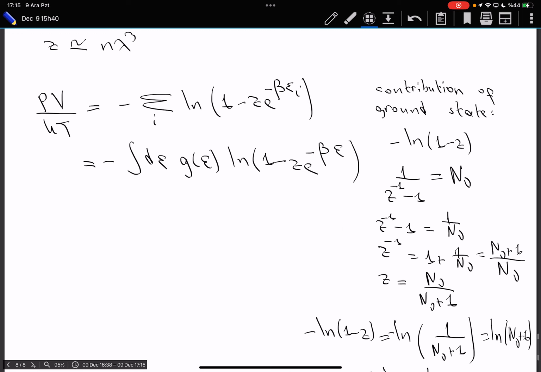Now let's look at this term, and remember g epsilon is proportional to epsilon to the 1/2. What I will do is an integration by parts so that I can get rid of the logarithm. So g epsilon is basically the derivative with respect to epsilon of g epsilon times epsilon. Remember, g epsilon times epsilon is epsilon to the power 3/2. If I take the derivative, it gives me a 3/2 factor, so let me also add this 2/3.